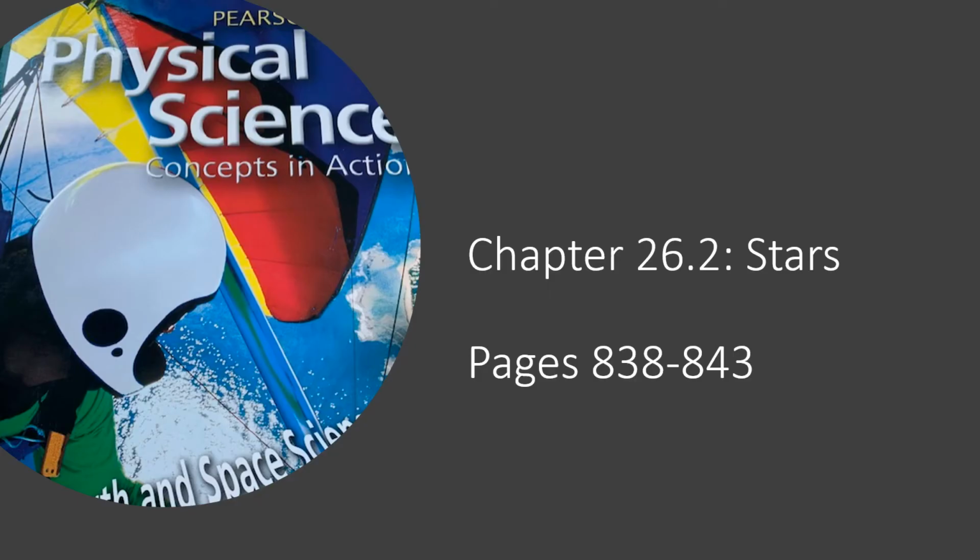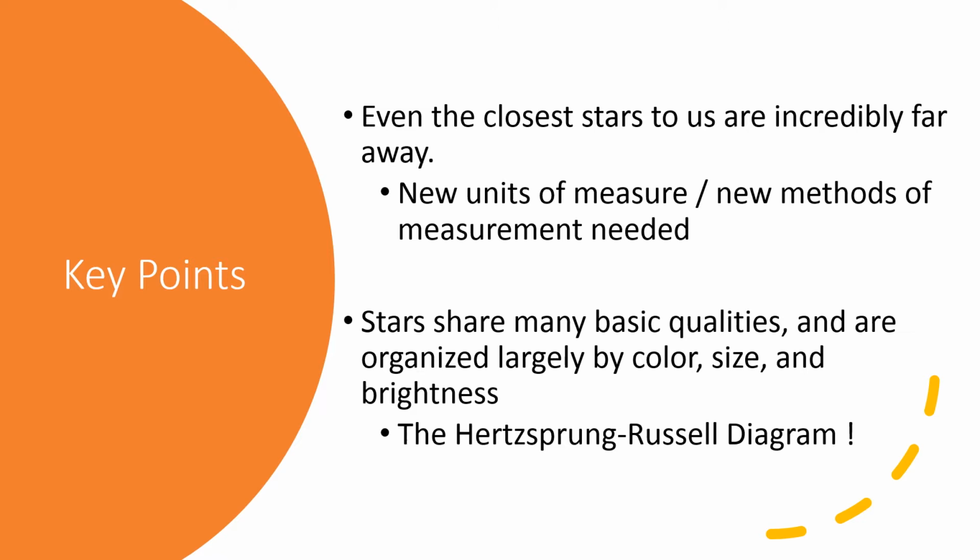And just keep in mind this corresponds with Chapter 26, Section 2 in your textbook, which is pages 838 to 843. Two key points to think about throughout this. First of all, even the closest stars to us are incredibly far away. In fact, that's something we try to focus on throughout this unit: understanding the sheer distance in space between objects. We're actually going to make a scale model of our solar system so we can conceptualize that.